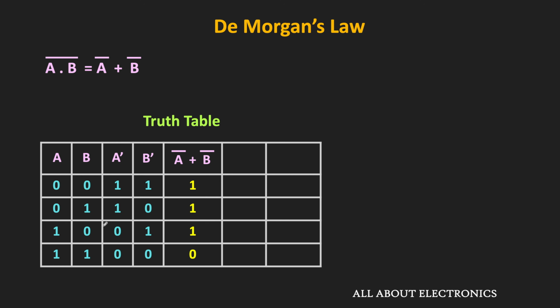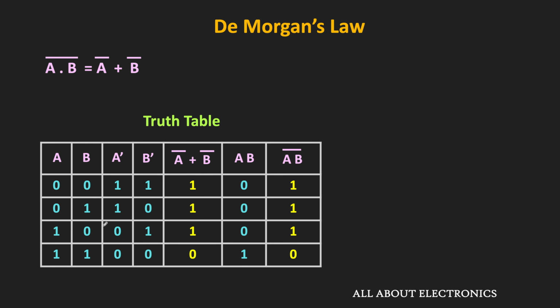Similarly, to find this A dot B whole bar, first of all let us find this A dot B. This A dot B is high when both inputs A and B are high, and when any of them is 0, then this output A dot B will be equal to 0. And this A dot B whole bar is the complement of this AB. So now, if you see these two columns, then we can say that this A dot B whole bar is equivalent to the A bar plus B bar.